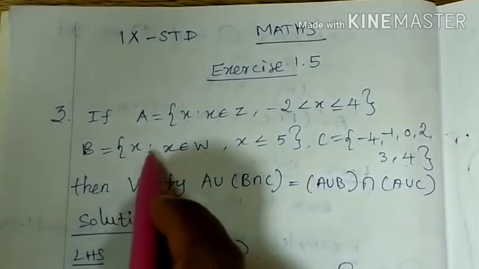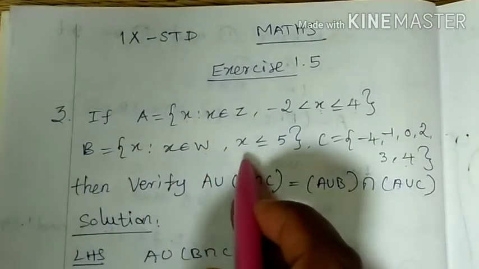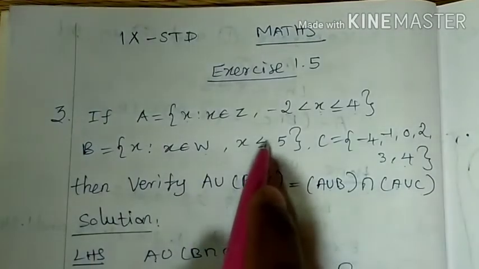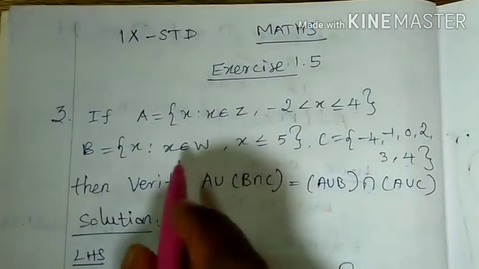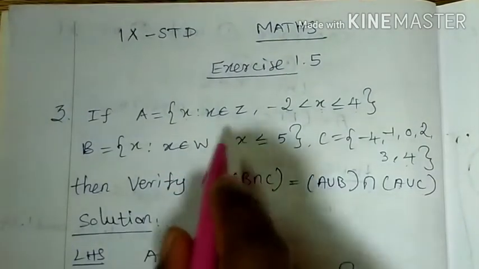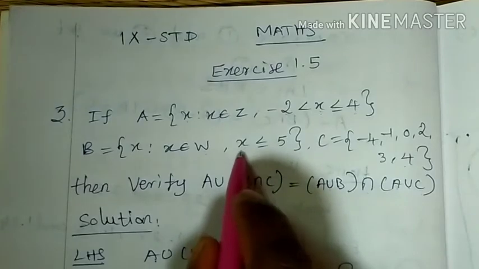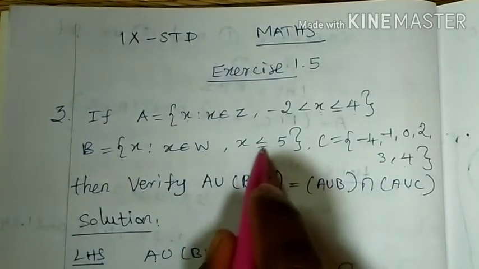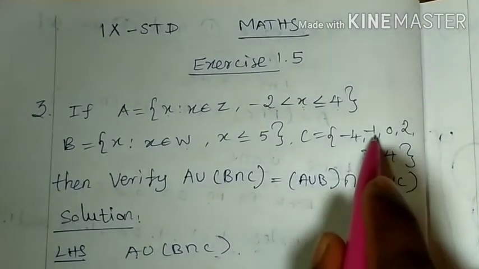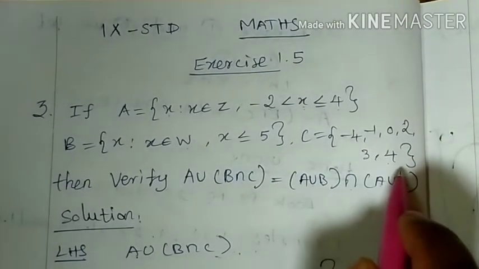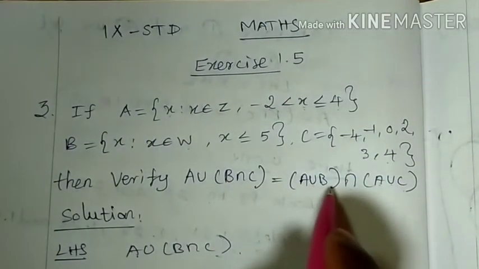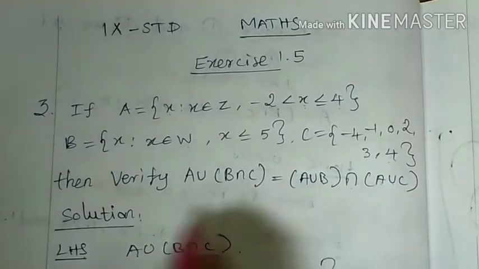Then B is equal to the set of all x such that x belongs to W, x less than or equal to 5. Less than or equal to 5 is given. So x is taken from the whole numbers. The whole numbers are 0, 1, 2, 3 and so on. The values up to 5: 0, 1, 2, 3, 4, as well as 5. Then C is equal to the set of minus 4, minus 1, 0, 2, 3, 4. Then verify: A union (B intersection C) is equal to (A union B) intersection (A union C).